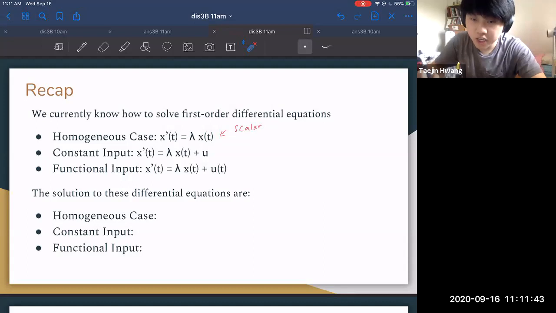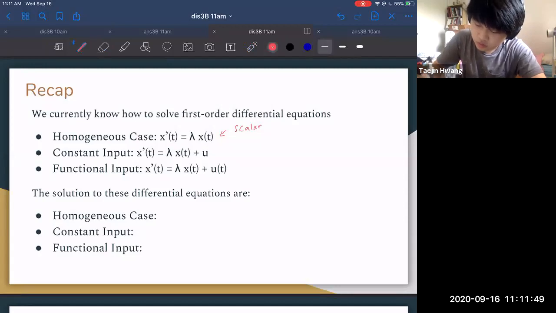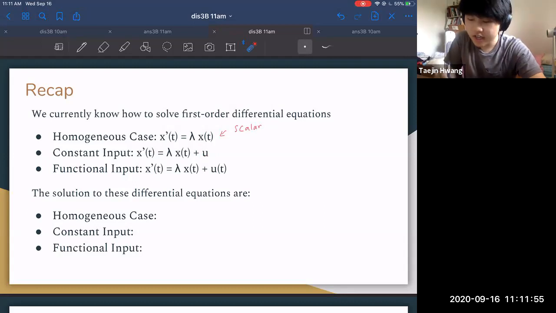And essentially there were multiple cases that we built up. We started with the homogeneous case. We added some constant input, u, and then we looked at functions u of t.